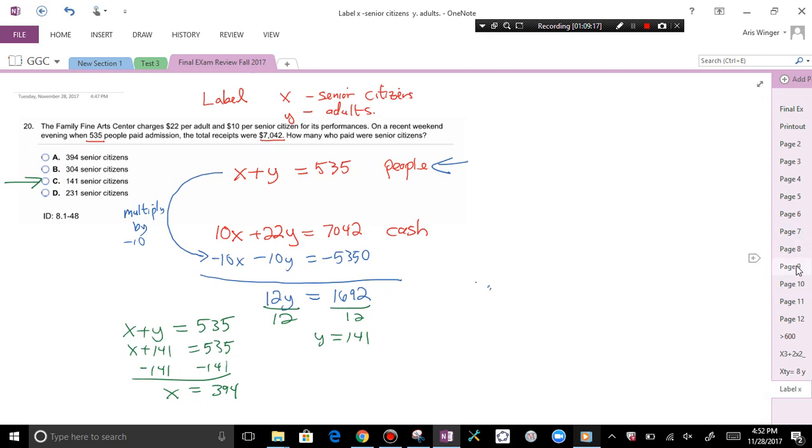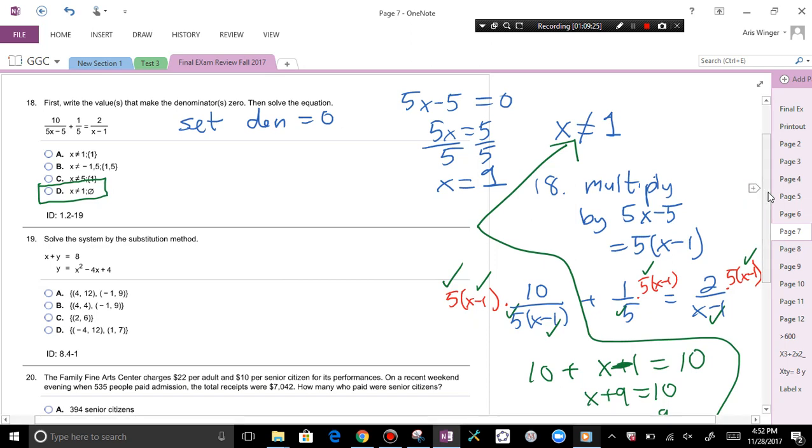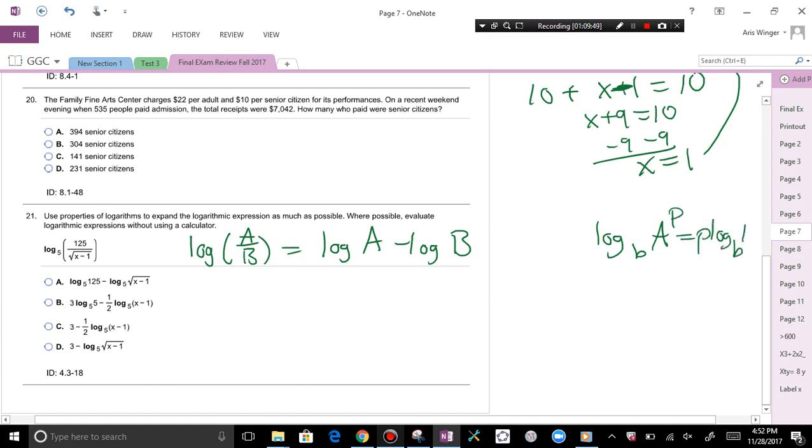Good. Let's motor. Alright, the log rules. This is one of the last things we talked about. We have the log of A over B is the log of A minus the log of B. And we know that all powers go in front. And we know that the square root power is the 1/2 power.